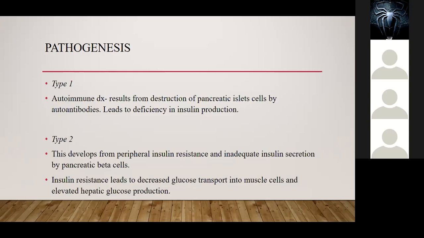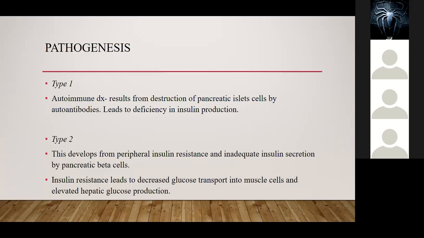This is because the autoimmune disease of the pancreas leads to destruction of the islet cells. The islet of Langerhans has the beta cells and is supposed to make your insulin for you. So once it's getting destroyed, you have a deficiency of insulin production. That's type 1. And type 2 is actually due to peripheral insulin resistance and sometimes inadequate insulin secretion by the pancreatic beta cells.